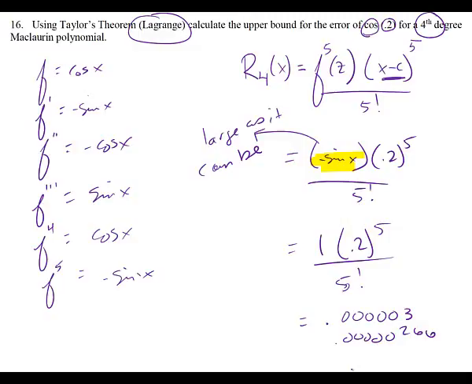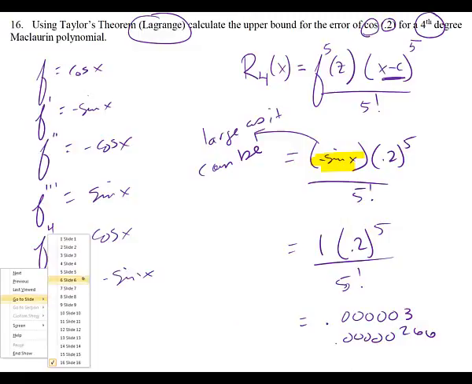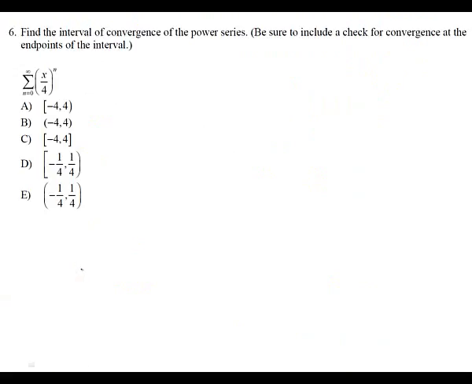6? Okay, let's look at 6. Okay. So we need to find the interval of convergence of the power series, and we need to check the endpoints for convergence. So the first thing I'm going to do is rewrite that a little bit. It's really the same as saying x to the n over 4 to the n, right? I need to use which test?